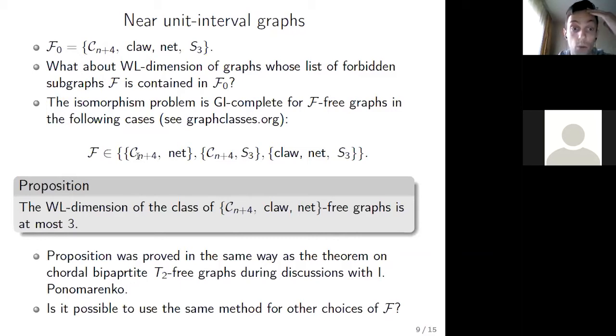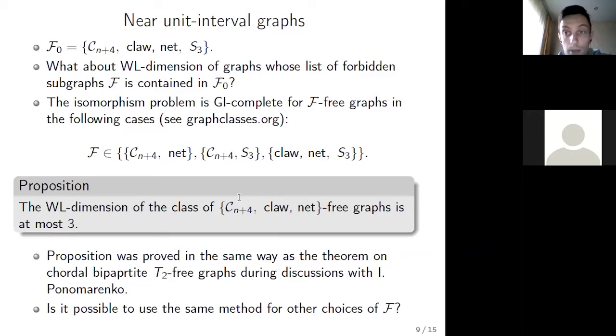But we can prove that the Weisfeiler-Leman dimension of the class of C_n (n at least 4), claw, net-free graphs is at most 3. So if a graph does not contain such graphs as induced subgraphs, then its Weisfeiler-Leman dimension is at most 3. And the proof of this proposition is exactly the same as the proof of the theorem for chordal bipartite graphs.